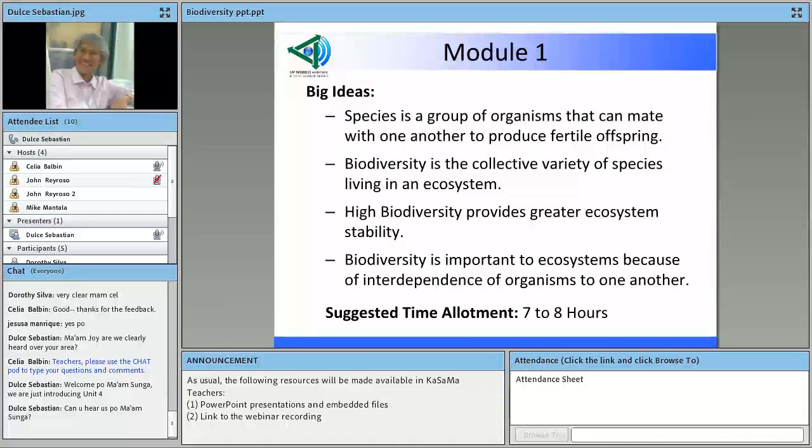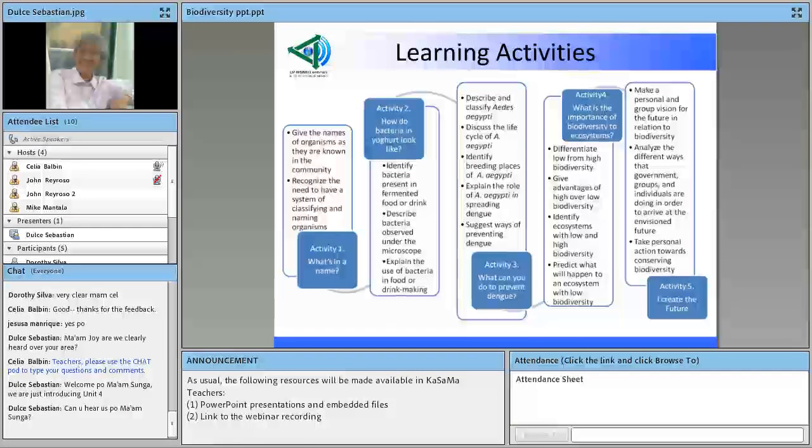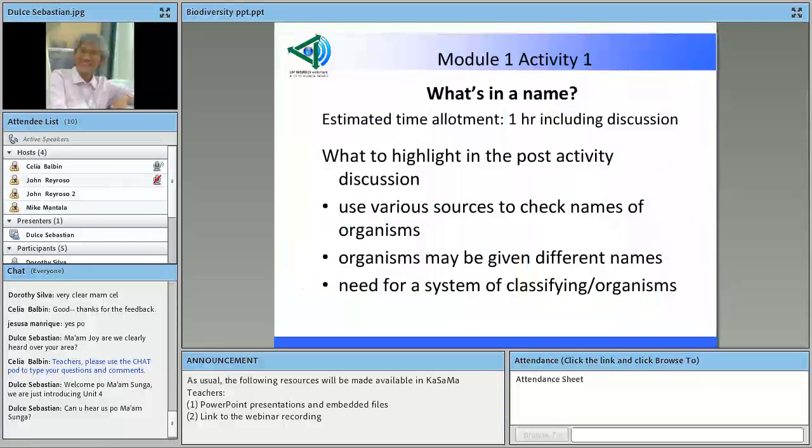Now we go to the next slide. What are the learning activities? Sir Mike has shown you this slide before. So just as a review, there are 5 activities in the module with their objectives. Let's go to the first activity. This can be done in an hour, including the discussion, if it is well facilitated.